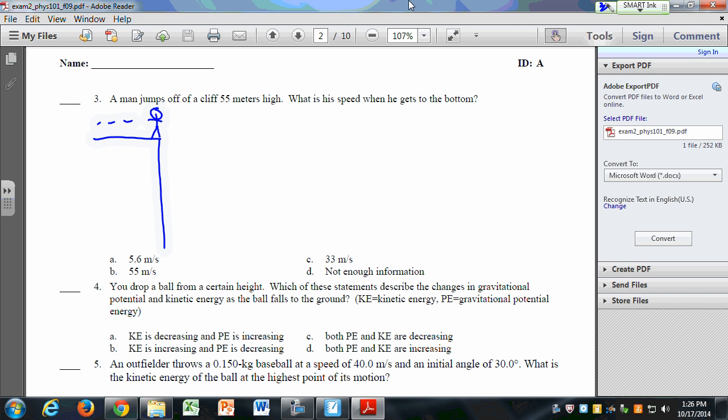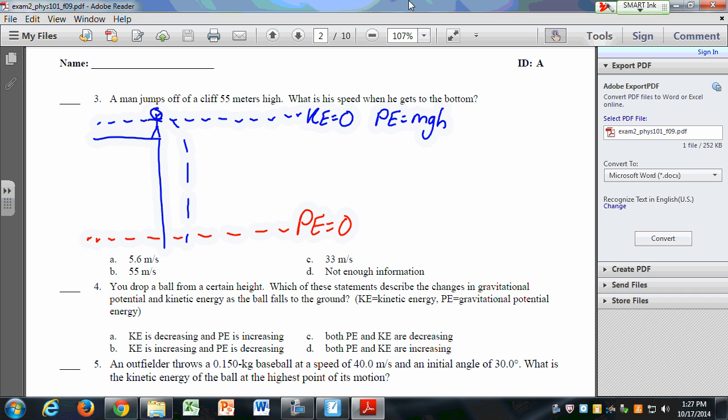I have this guy up at the top. His velocity is 0, so his kinetic energy is 0, and his potential energy is equal to mgh. And then he jumps off, and at the bottom, his potential energy is 0, because h equals 0, and his kinetic energy equals 1/2 mv squared. Now, what the conservation of energy says is that the energy at the top is his total energy. It's going to be the same all the way throughout. So it's going to equal this energy.